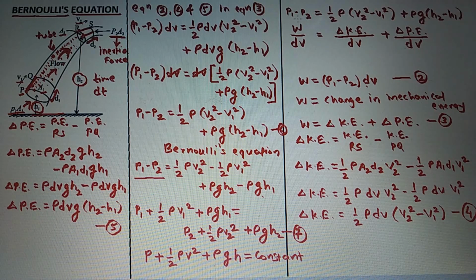Here again, this Bernoulli's equation, P1 minus P2 is equal to 1 by 2 rho, that is density, into (V2 square minus V1 square) plus rho into g into (H2 minus H1), we can define as the work done per unit volume. The work done per unit volume of a fluid is equal to the sum of change in kinetic energy per unit volume and change in potential energy per unit volume that occurs during the flow of fluid. So this is the statement of Bernoulli's equation, and this is all about Bernoulli's equation.